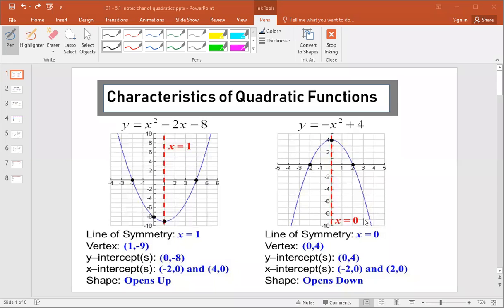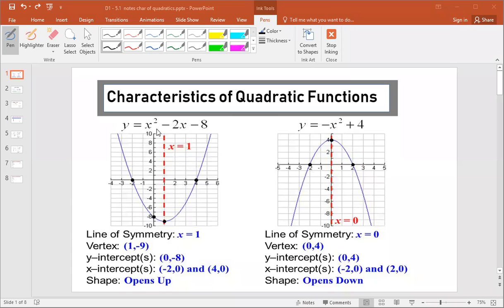Hi everyone. Today we are discussing characteristics of quadratic functions. In other words, we're talking about the parabola, and it has characteristics just like our linear functions, except it has more. So we're going to start off with one equation, y equals x squared minus 2x minus 8.